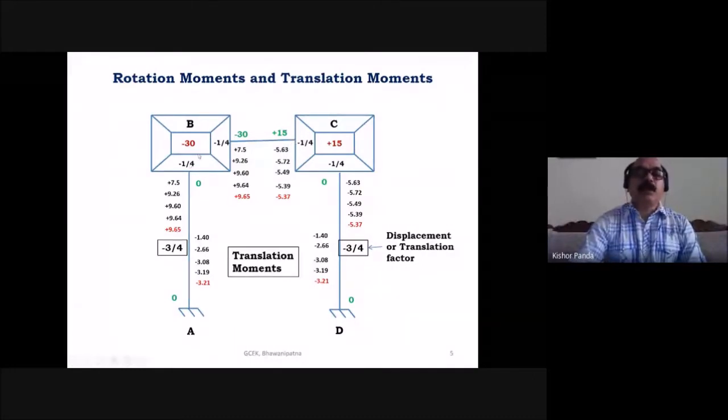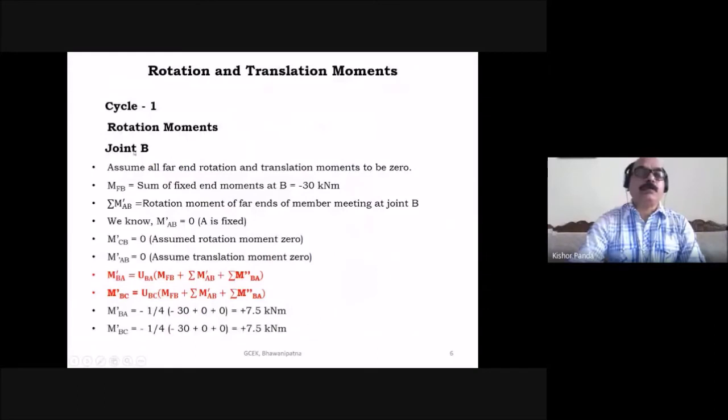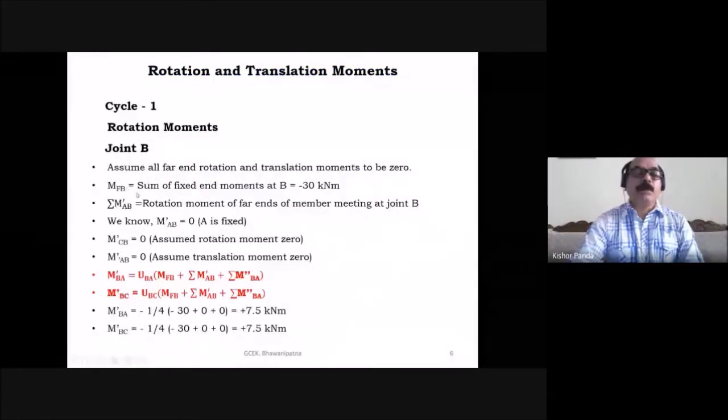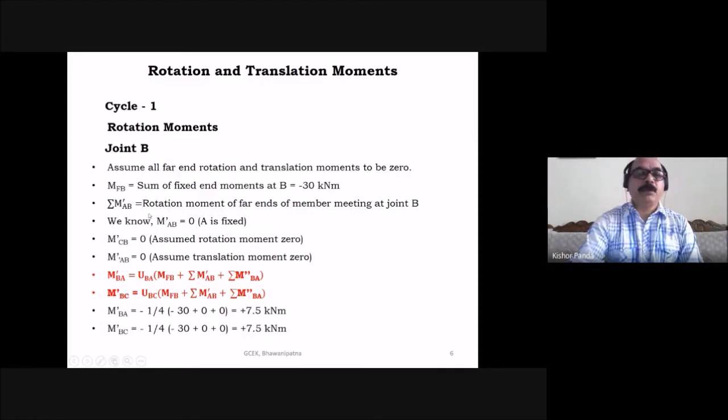And you know the translation moment of joint B, so assume the translation moment is also 0 in the first cycle. Then you can find out the near end rotation moment. So here you see cycle 1, rotation moments, joint B: assume all far end rotation and translation moments to be 0. M may be the sum of the fixed end moment, minus 30, and the summation of M dash AB, the rotation moment of the far end of the members meeting at joint B. We know M dash AB is equal to 0 as A is fixed.